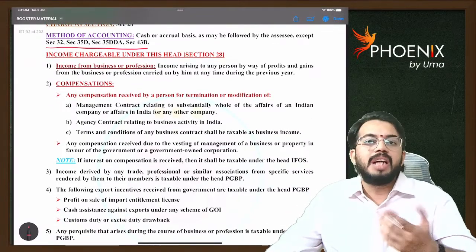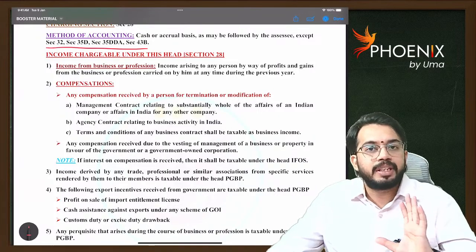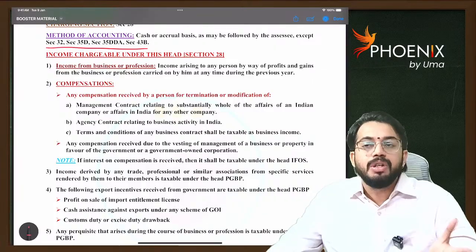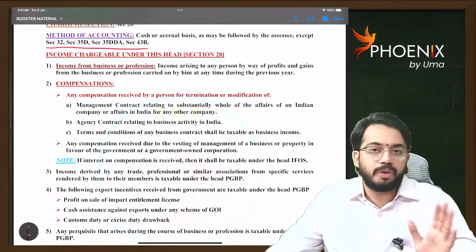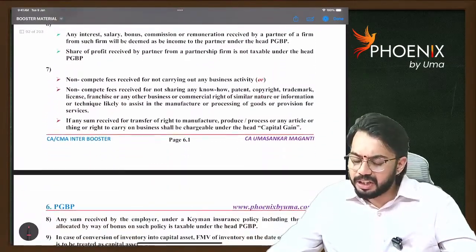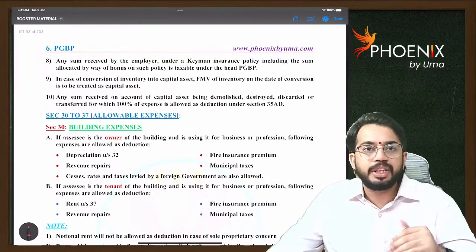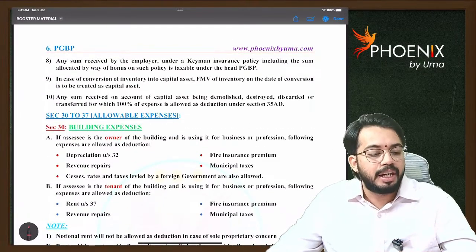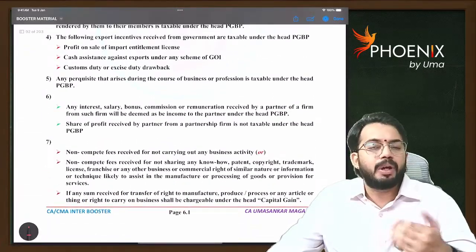Next. Charging section, you all know, income from business or profession is taxable under PGBP. Profession includes vocation also. So whatever income is received from either business or profession, including vocation, such income is taxable under PGBP. There are 10 points in the charging section. You can study the charging section on your own, as most of the time it is not asked in the examination. But some important points are there.